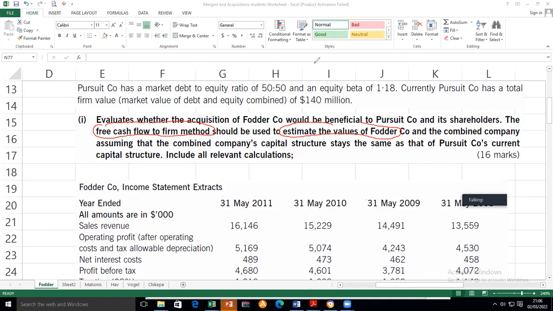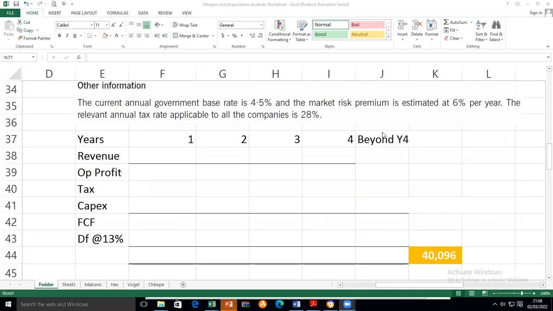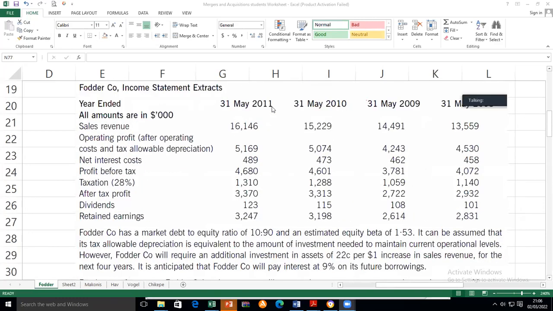So step 1, how do you calculate the free cash flows? This is your format for a free cash flow. Revenues, which are supposed to be growing. That's step number 1. So you take your calculators.